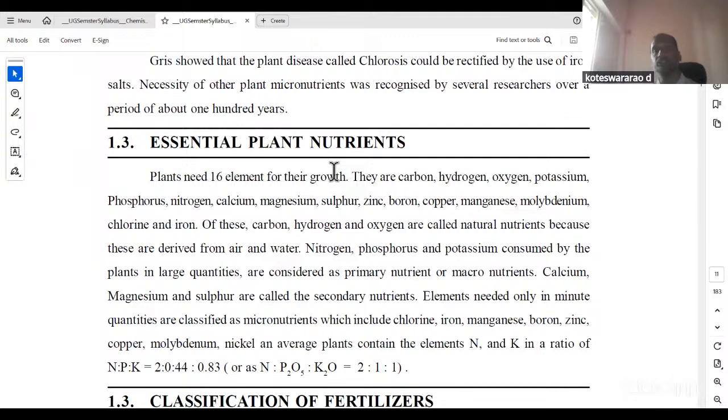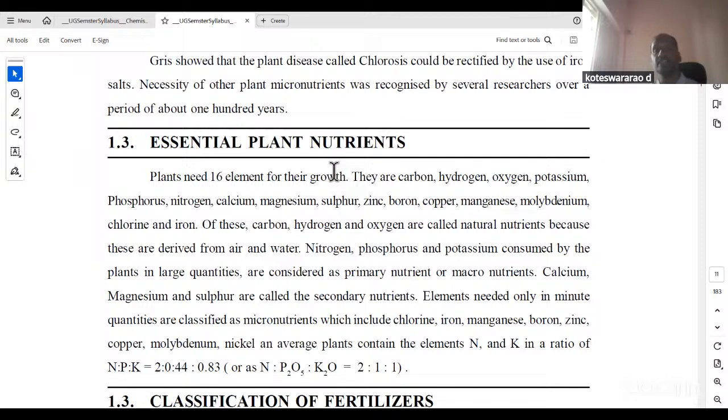Carbon, hydrogen, and oxygen are called natural nutrients because these are derived from the air and water. Carbon dioxide is absorbed from the atmosphere, and hydrogen and oxygen are gained from water. Next, nitrogen, phosphorus, and potassium are consumed by the plants in large quantities. That is the main reason we need to apply these three nutrients as additive nutrients, right?